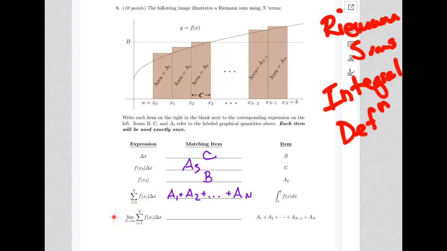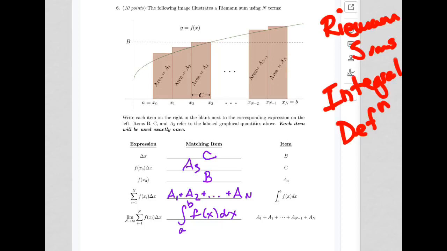this is the actual area under the curve from a to b, which is represented with this integral right here. So that's going to be the integral from a to b of f of x dx.